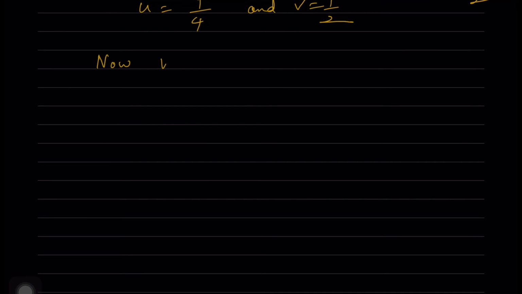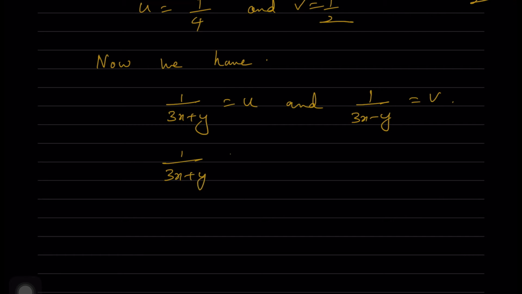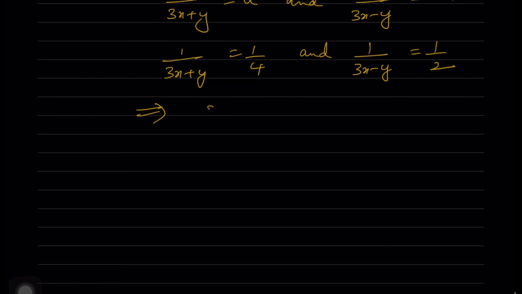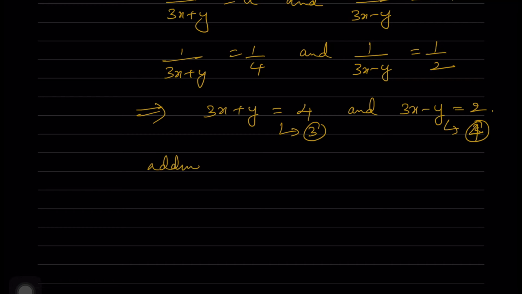So therefore now we have to substitute in this. First, whichever equation we have taken as u, we will substitute in that. So 1 by 3x plus y is equal to u, which means it's equal to 1 by 4, and 1 by 3x minus y is equal to v, which means it's equal to 1 by 2. So you're getting 3x plus y is equal to 4 and 3x minus y is equal to 2. We're getting here again two equations.